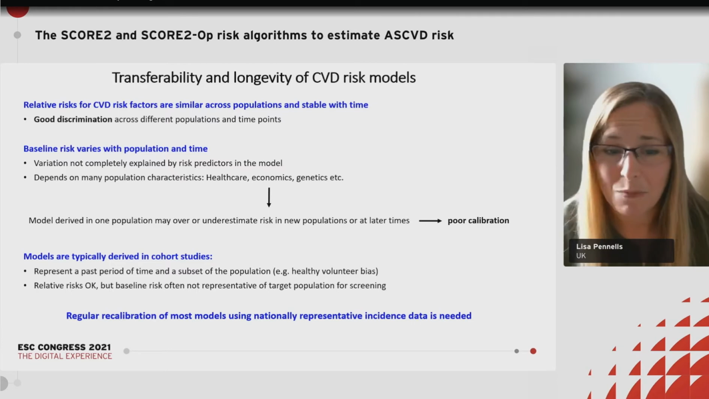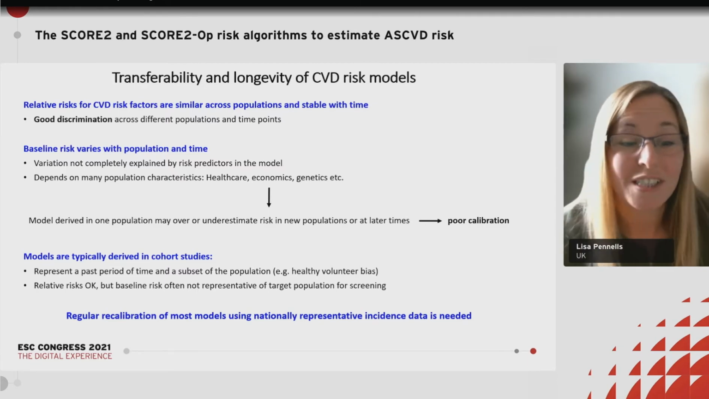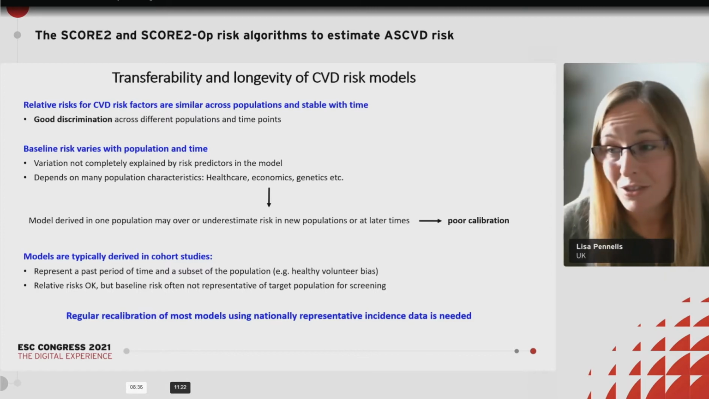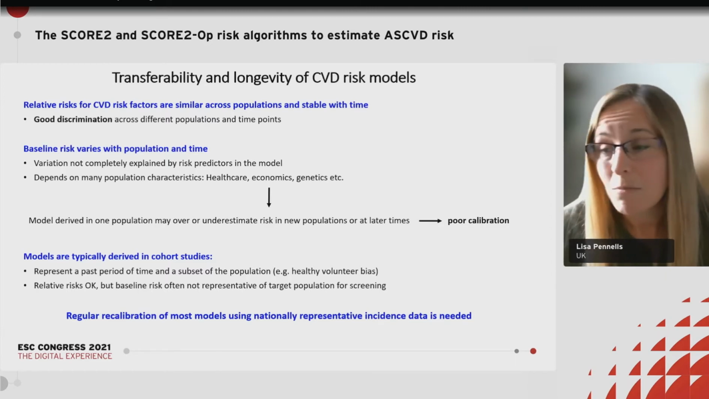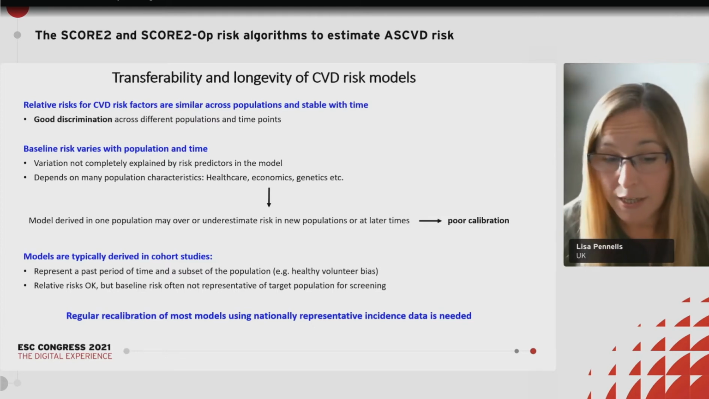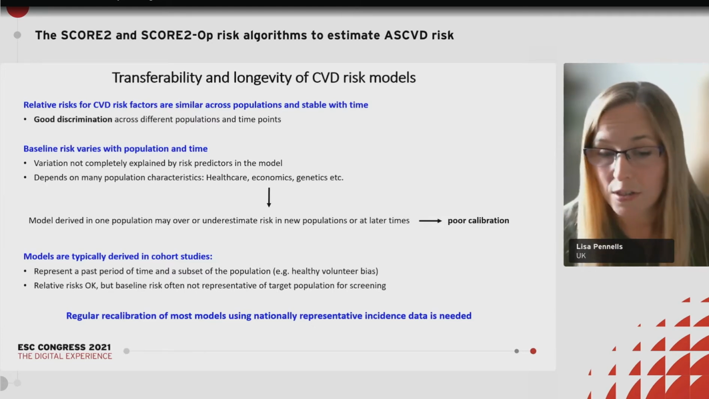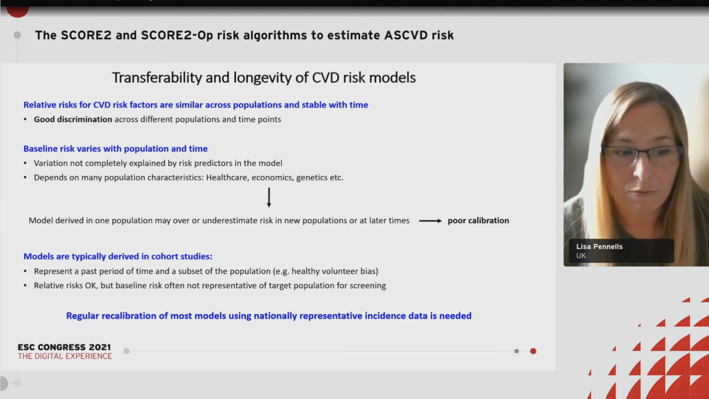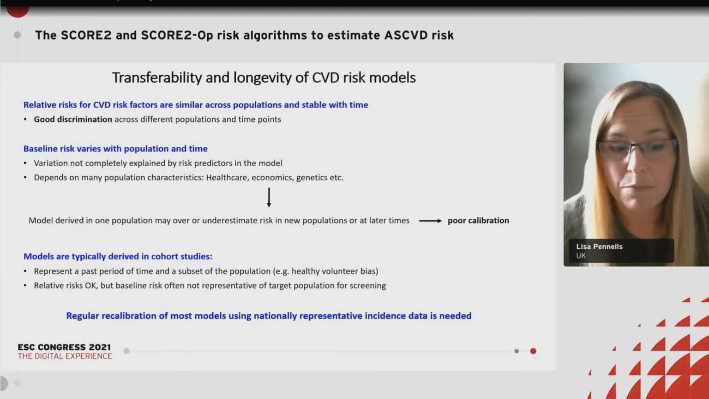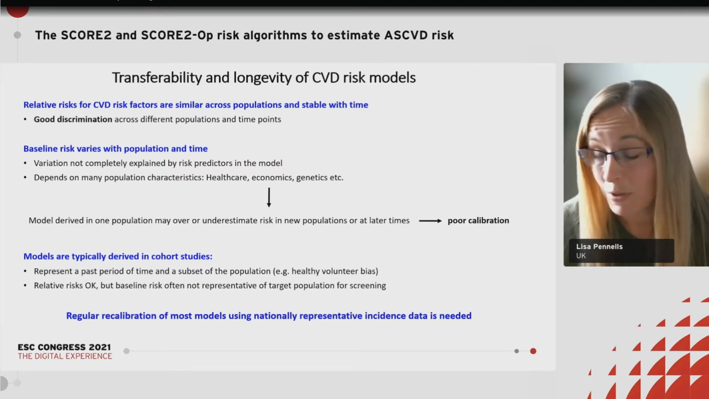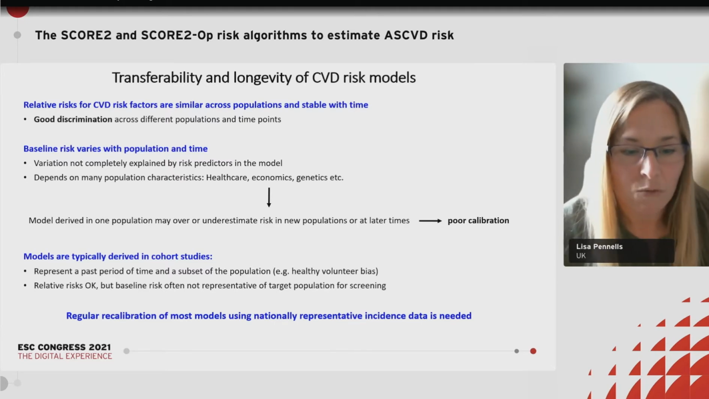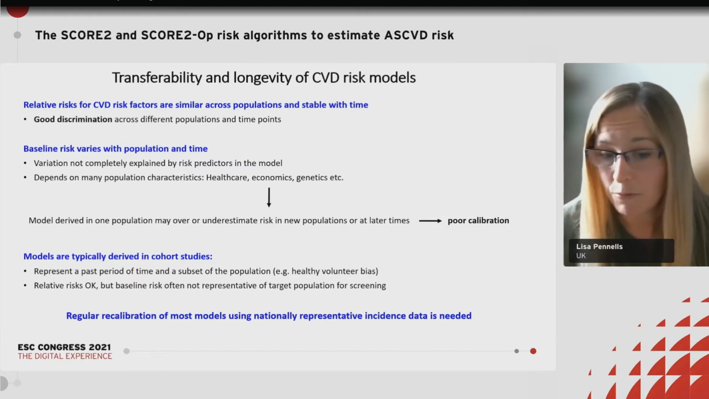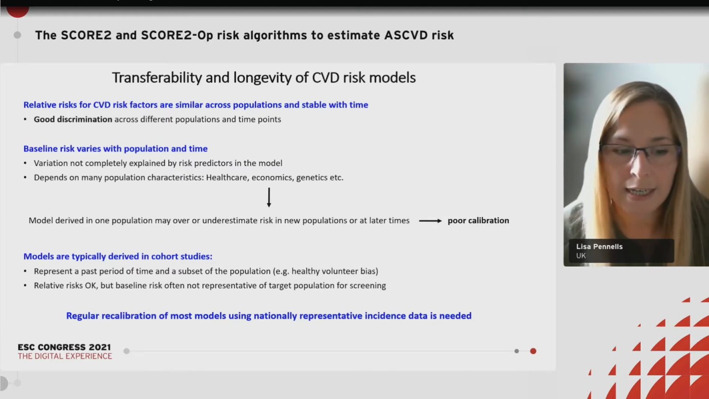And adding to this miscalibration concern is that these models are typically derived in cohort studies, and by nature, cohort studies tend to represent a past period of time, and they may represent a subset of the population, either by design or due to biases such as healthy volunteer bias. So whilst relative risks derived in cohort studies are really valid, the baseline risk may not be representative of the target population for screening. So this is why we think that regular recalibration of most CVD risk models using nationally representative incidence data is really needed.